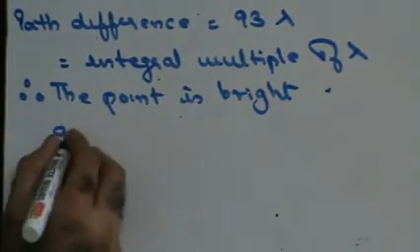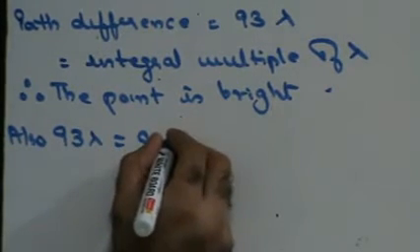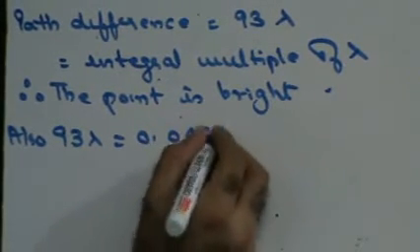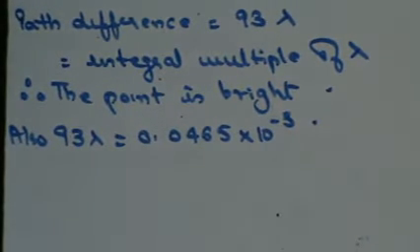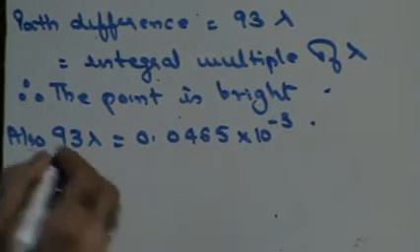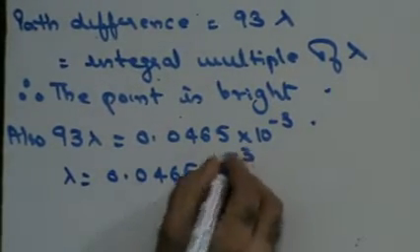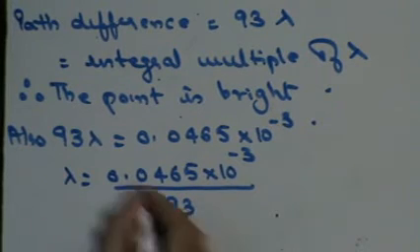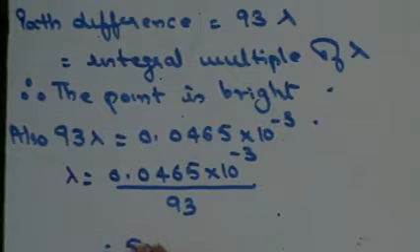They've given you path difference 93 lambda. They've also given you path difference 0.0465 millimeter. To convert it into meters I multiply by 10 raised to minus 3. So lambda is 0.0465 into 10 raised to minus 3 upon 93, which works out to 5000 into 10 raised to minus 10 meters, which can also be written as 5000 Angstrom units. Right? Take down next one, please.